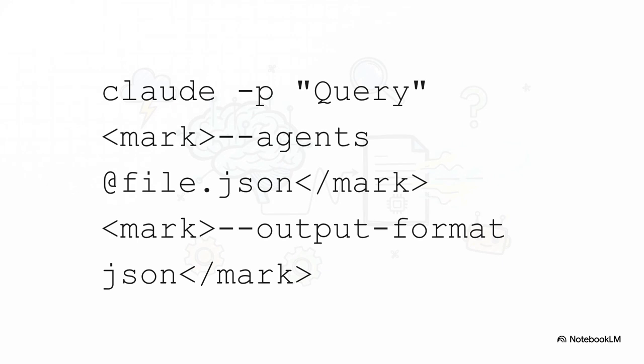And this is the ignition key. This single line of text is the magic wand you wave to activate the expert that you just designed. You type this into your terminal, it takes your question, it loads your custom agent blueprint, and it guarantees that the output will be clean, structured, machine-readable JSON.